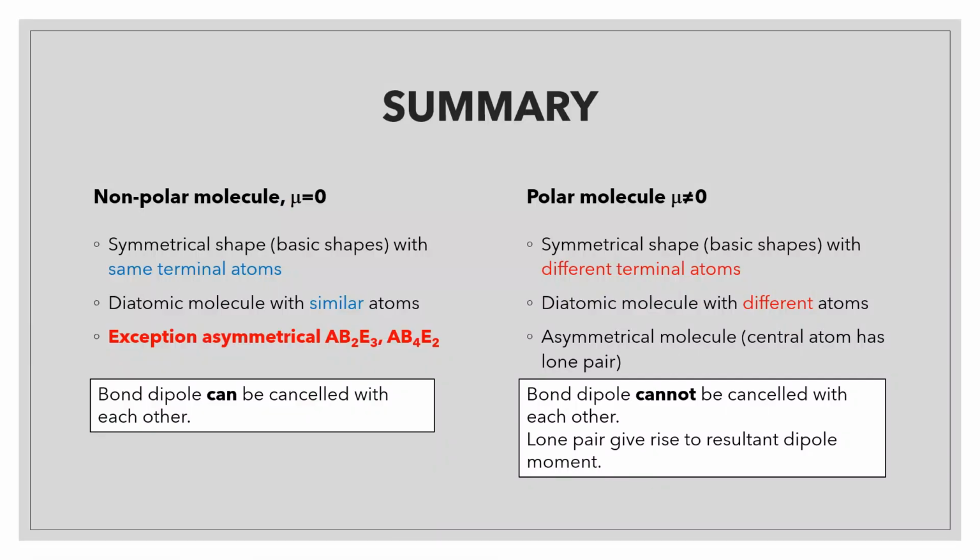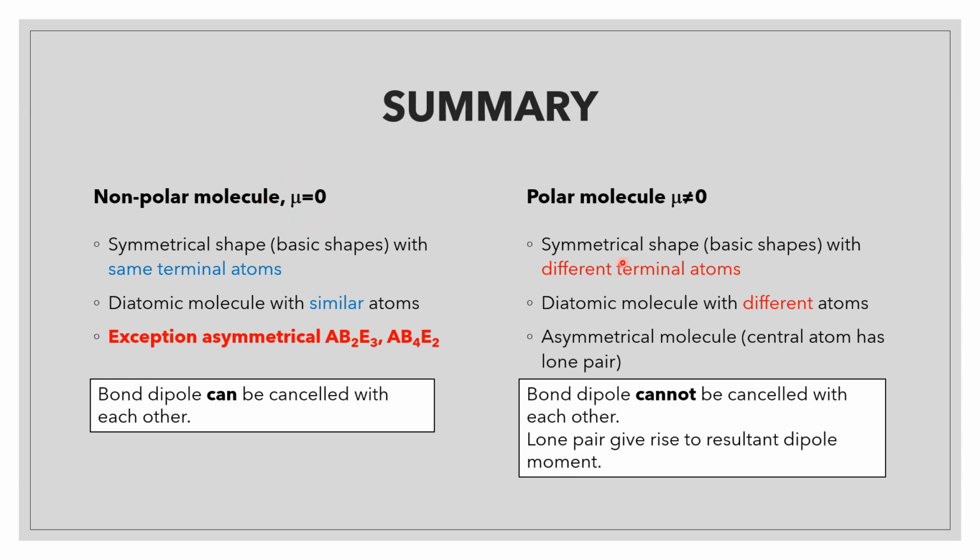As the summary, if you have a symmetrical shape or basic shapes with the same terminal atoms, or a diatomic molecule with similar atoms, or an asymmetrical shape for AB2E3 and AB4E2 only, then this molecule will be classified as a nonpolar molecule, because all bond dipoles can be cancelled with each other, and give a resultant dipole moment mu equals 0.